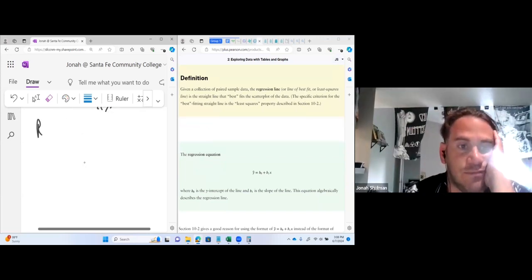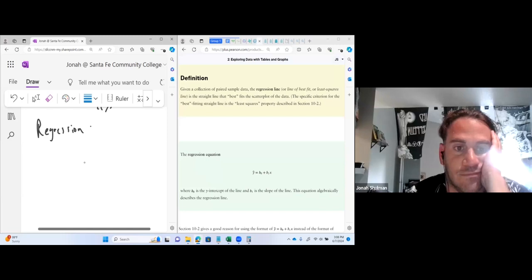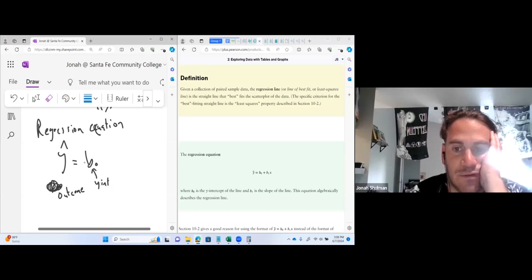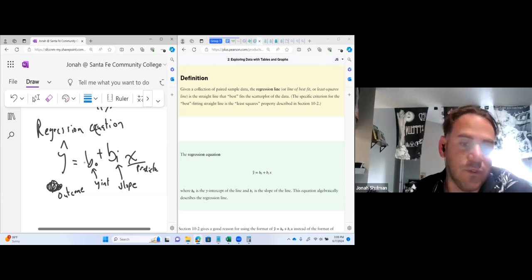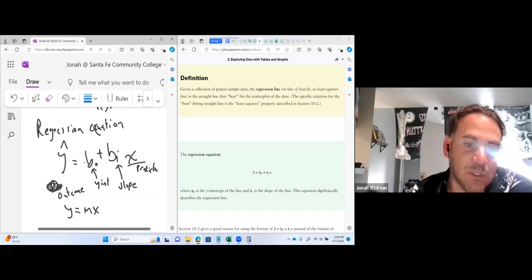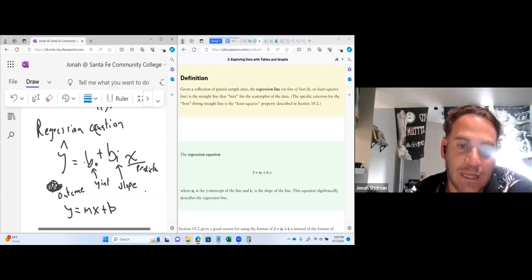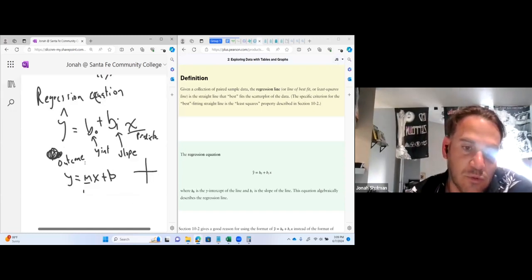The regression equation. This is y, so this is your predicted. Sorry, this is your outcome. B0, this is your y-intercept. This B1 is your slope, and this is your X. This is your predictor variable. It should look familiar to you. It should look like y equals mx plus b. I don't know if you've ever seen that before, but any line, no matter what line it is, that's your slope.